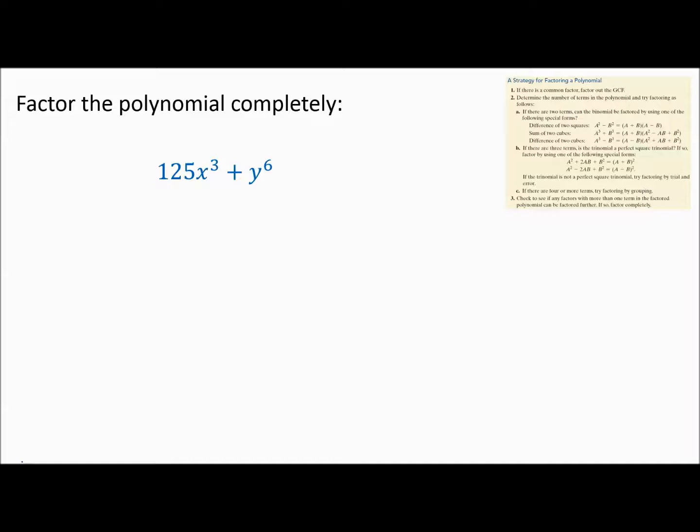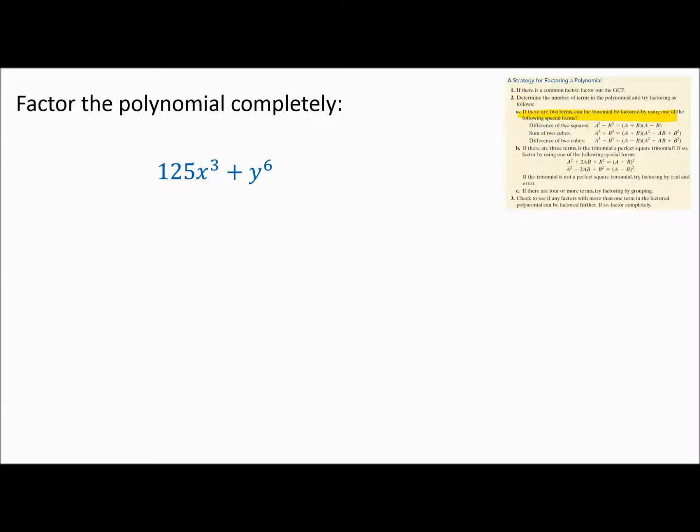But notice I have 2 terms here. Better yet, let's back up. Is there a greatest common factor? Is there something in common to 125x to the third and y to the sixth? And there's not. You've got a 125 and a 1 here, no common factors, and x's and y's here, no common factors. So we move on to the strategy 2a.